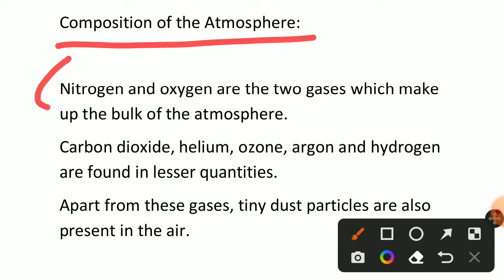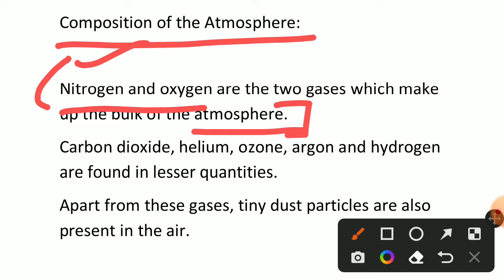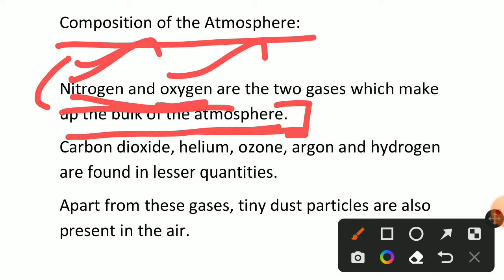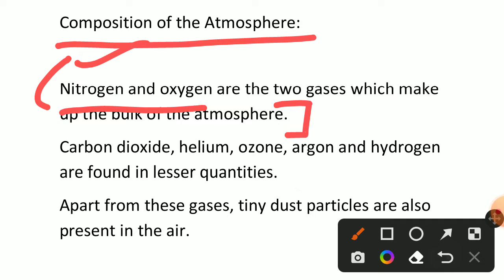First we'll see about nitrogen and oxygen. Nitrogen is more than oxygen. These two are gases which make the bulk of the atmosphere. If there is 100%, nitrogen is 78% and oxygen is 21%. So these two gases are called the bulk of the atmosphere. Nitrogen and oxygen is called the bulk of the atmosphere.